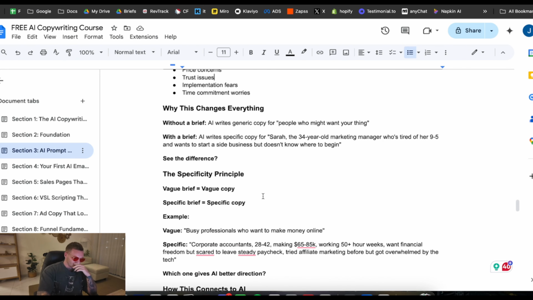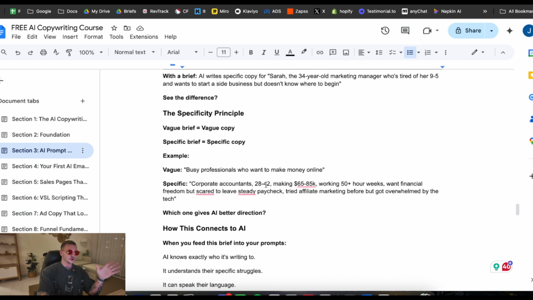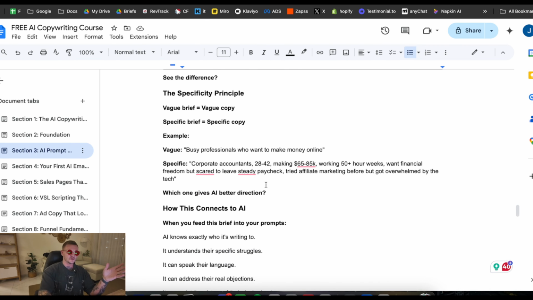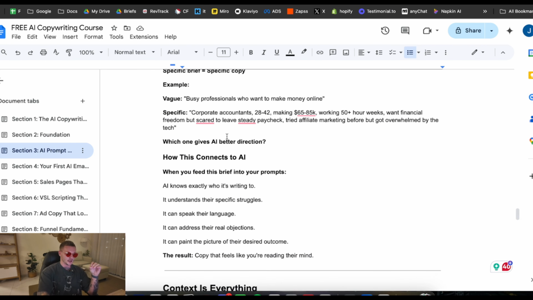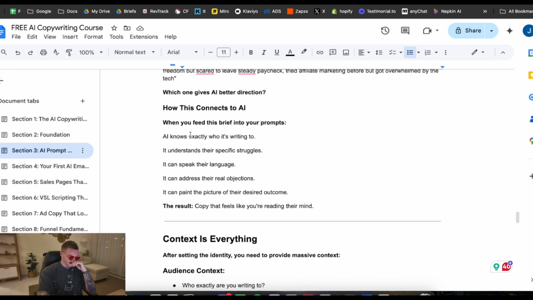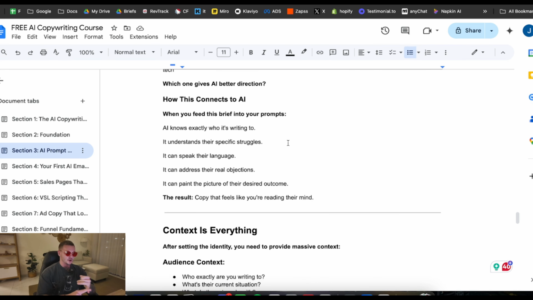So that's it. If your brief is vague, you're going to get vague copy. Specific brief, you're going to get specific copy. So how this connects to AI, when you feed this brief into your prompts, AI knows exactly who it's writing for, it understands their struggles, it can speak their language, it can address their real objections, and it can paint the picture of their desired outcome. The result, copy that feels like you're reading their mind.